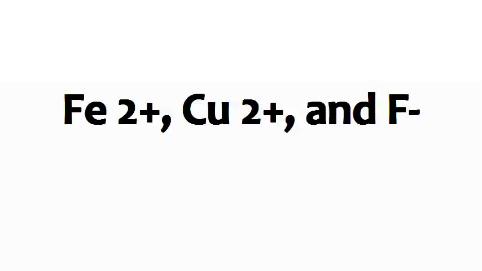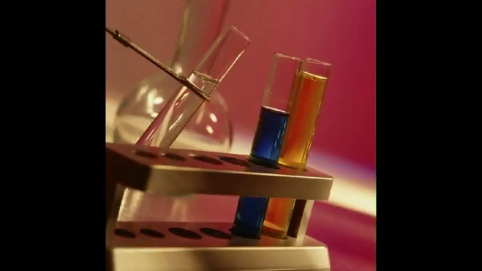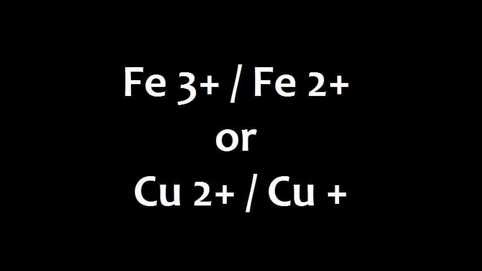For example, when ions iron 2+, copper 2+, and fluoride are present in the environment of the reaction, the oxidation reduction potential will be changed in the iron 3+ or iron 2+, or copper 2+ or copper+ system, inducing a redox reaction. Furthermore, iron 2+ ions will be oxidized by copper 2+ ions to iron 3+. Thus, copper 2+ ions will be reduced to copper+, which will bind and precipitate.